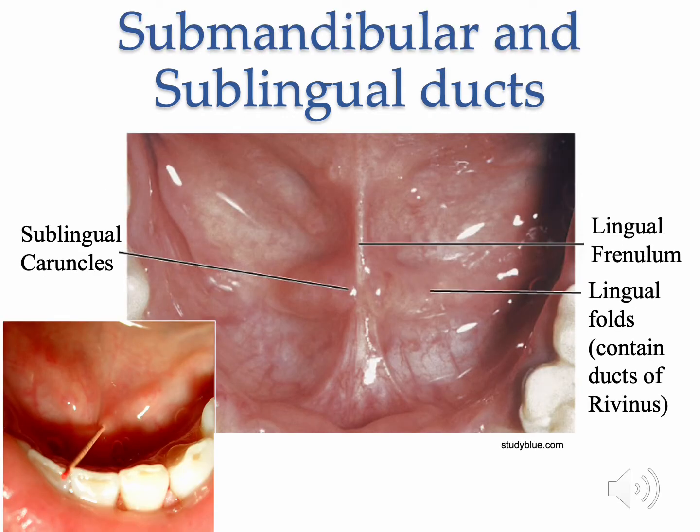And here's a very nice gross image of the submandibular duct, again in the floor of the mouth. Very small folds of tissue will contain the ducts of Rivinus, so the small little ducts that will be draining the sublingual gland directly. And then we have the sublingual caruncles, which is going to empty the submandibular duct, which again is fed also by the sublingual duct.